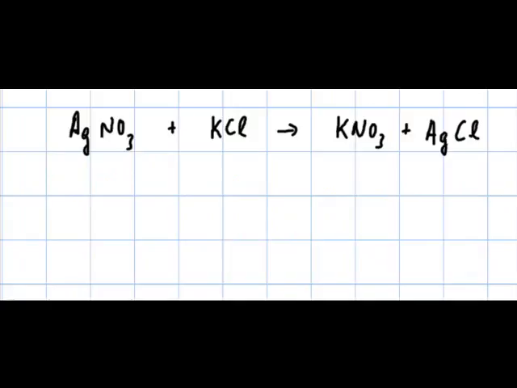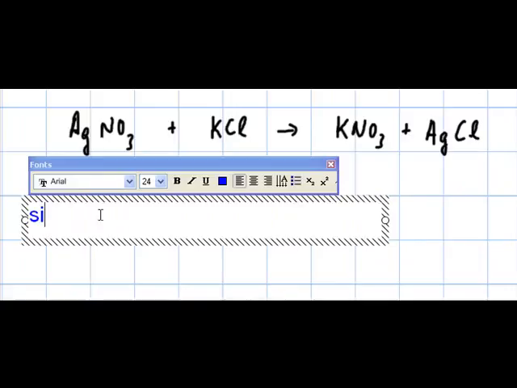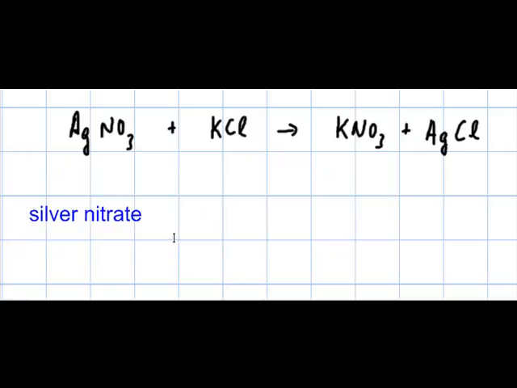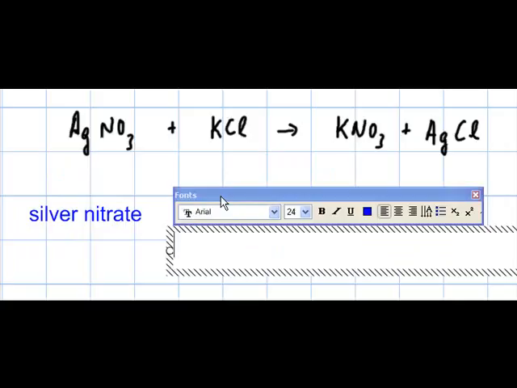AgNO3, so that would have to be silver nitrate, and the silver has a fixed ionic charge, so it's just silver without any Roman numerals, and then the NO3 of course is a polyatomic ion called nitrate. Then we're going to go to the KCl, so that's potassium chloride.